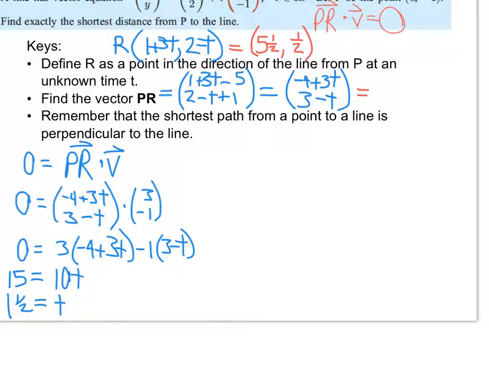Or I should say, hang on, negative 4 plus 4.5 is a positive 1/2. Let's try this again. And 3 minus 1.5 is just 1.5. So that's vector PR.